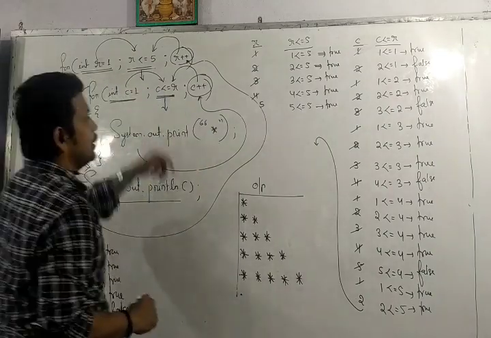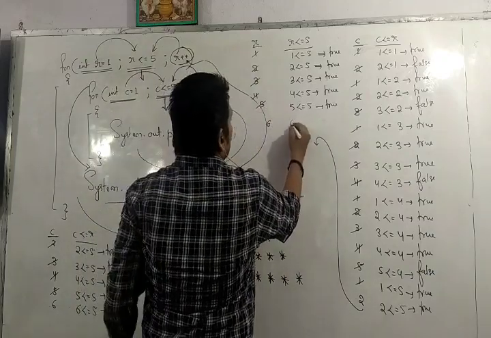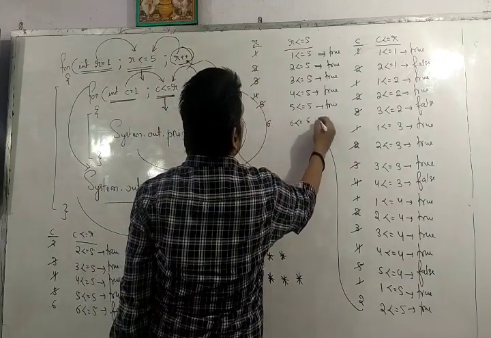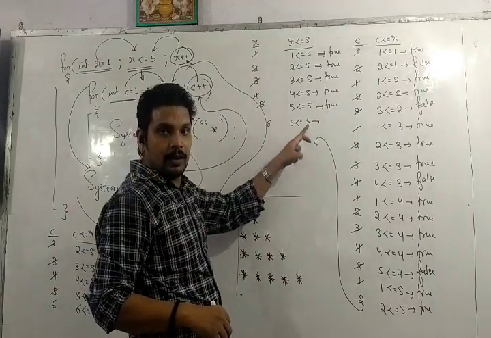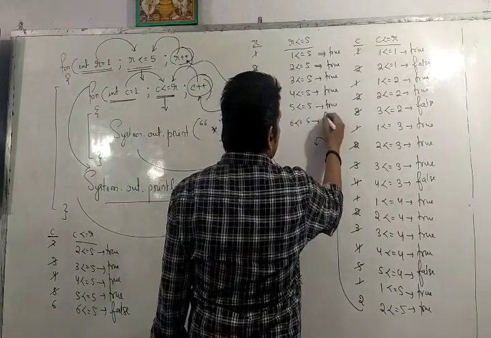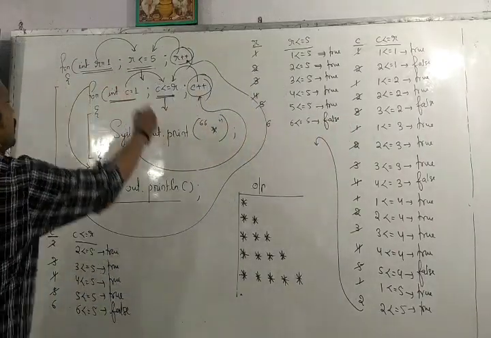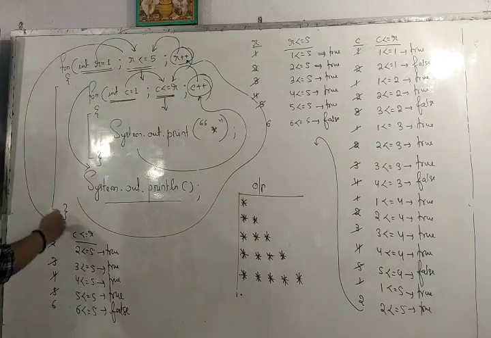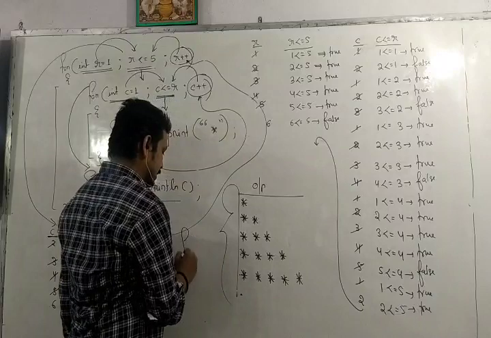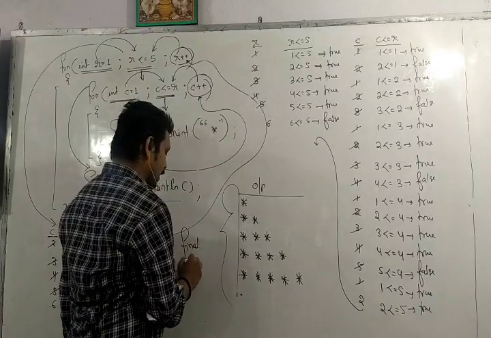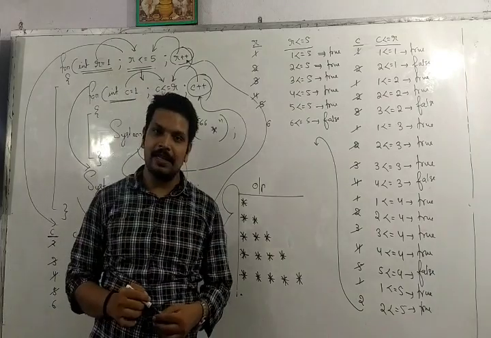And then R plus plus. What is R plus plus? It is 6. 6 is less than equal to 5. So is 6 less than 5? No. Is 6 equal to 5? No. So it is false. If it is false, the control will come out of the body of the outer for loop and this is the final output. Is this clear?